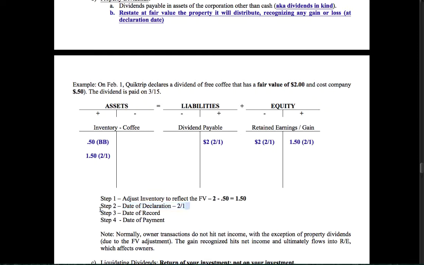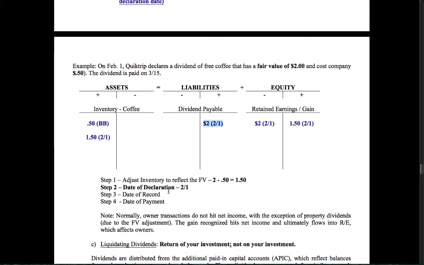So now that we have gotten the date of declaration done, and as you can see, our accounts balance. This was already there, so our entry of 150 is offset here, and then our entry of 2 is offset there. So as you can see, we're all balanced going into the date of record.